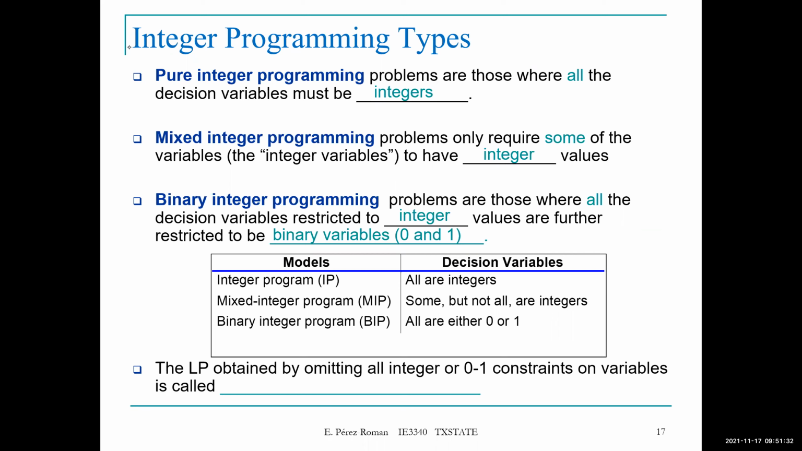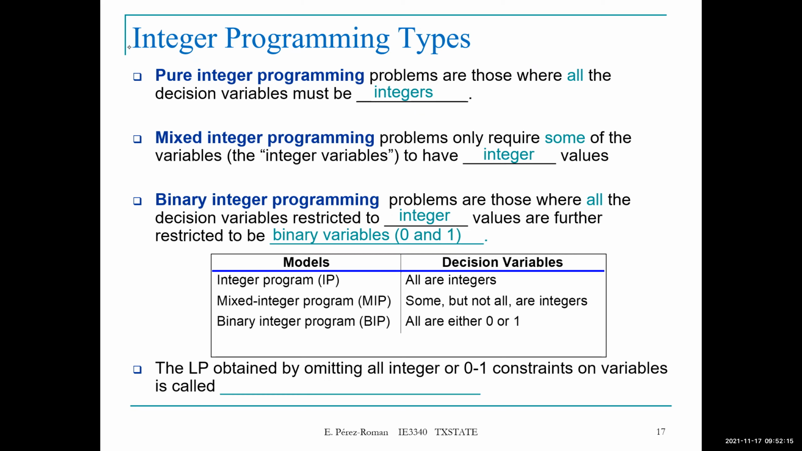So binary integer programming forces the decision variables to be binary, in the sense of assuming values that are 0 or 1. Here's a summary. These are the three types of integer programming models: integer, mixed integer, and binary integer programming. And again, there are people specializing in research on pure integer programming, people specializing in mixed integer programming, and people specializing in binary integer programming. So there are communities in different universities that are working on these different areas in terms of research.